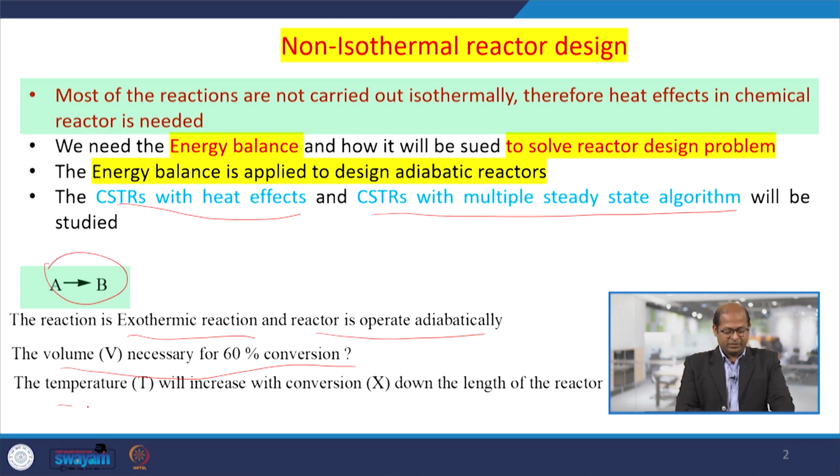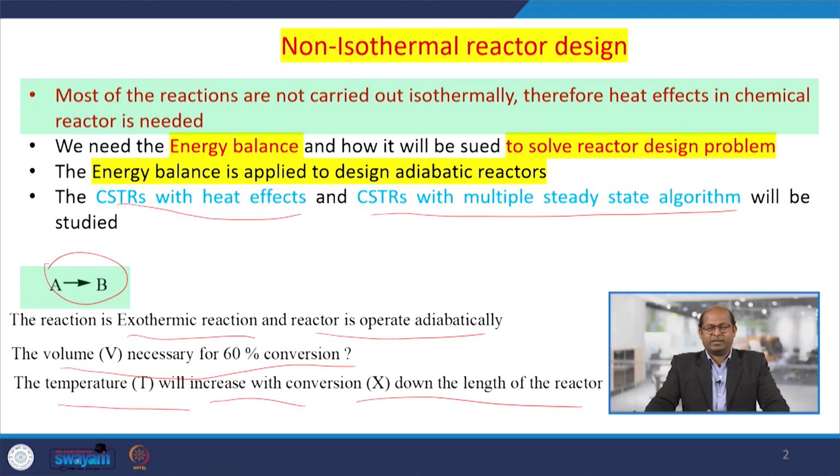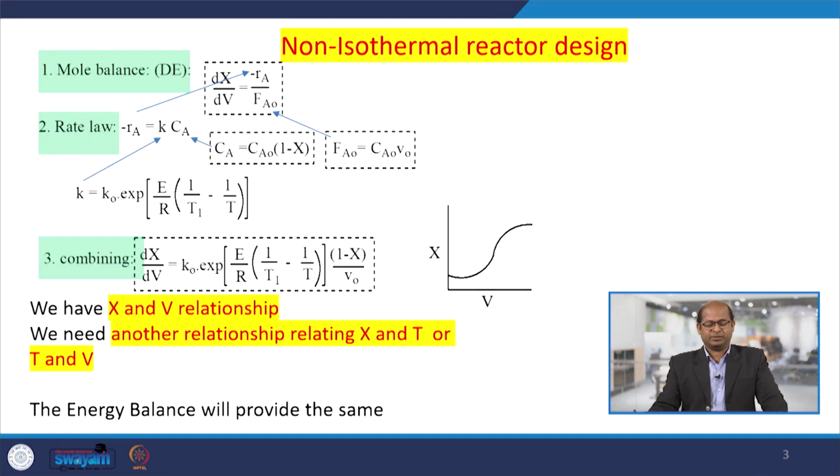At the same time, the temperature will increase with the conversion down the length of the reactor. Once the reaction has started, if it is an exothermic reaction, as the progress of the reaction takes place, meaning conversion gradually increases, then since the reaction is exothermic, heat evolution should be there, so the temperature along the length of the reactor, if it is a packed bed reactor, gradually increases along the conversion.